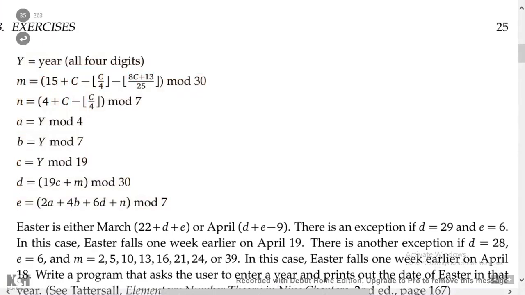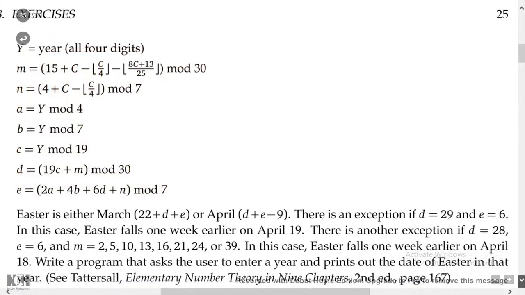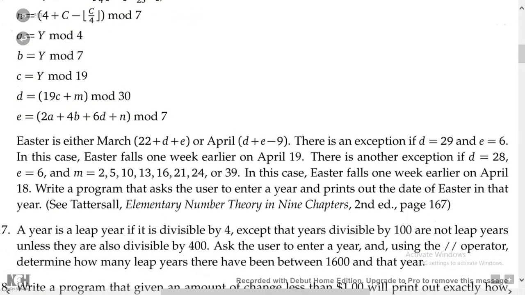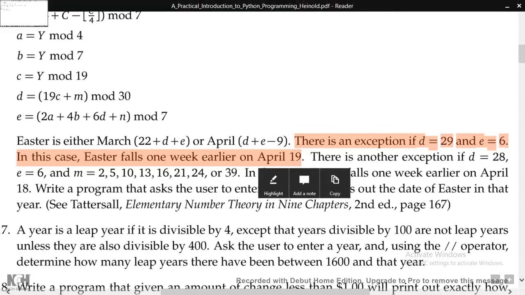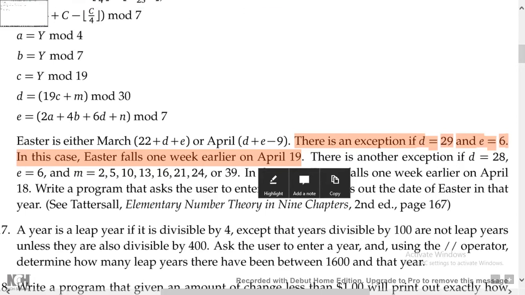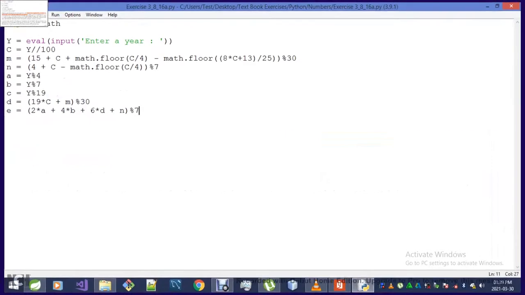Okay, now let's get to the bottom part. Now let's deal with this exception. Easter is either on that day or that. There is an exception if D equals 29 and E equals 6. In this case, Easter falls 1 week earlier on that day.